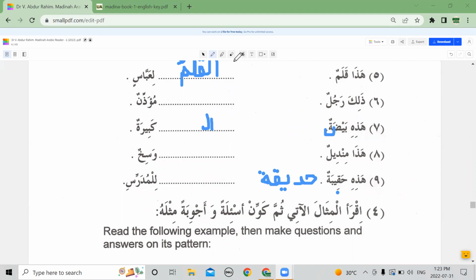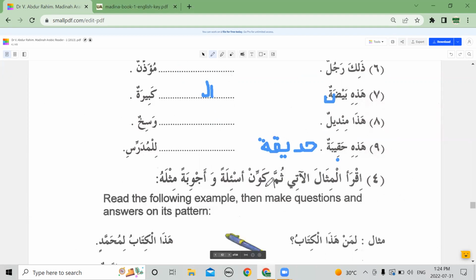هذه الحقيبة للمدرس. Good. This bag is for the teacher. Belongs to the teacher. Okay. Very good. Good job, mashallah. See, you did it so well. So just try to watch the recordings and just try your best. And I'm here to help you.